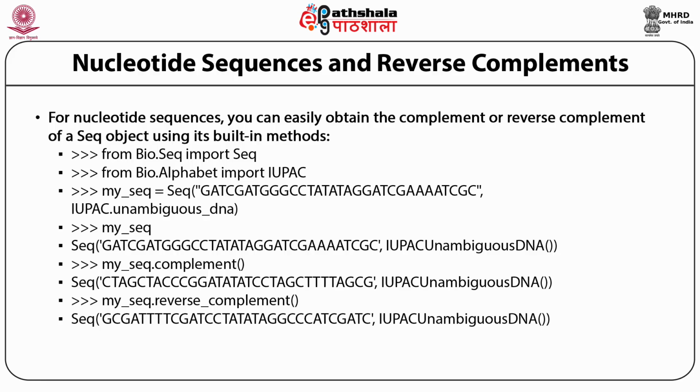we have the complement of the given sequence and the alphabet information is retained. Similarly, if I want the reverse complement, I just have to say my_seq, which is the name I have given for my sequence object. So, my_seq.reverse_complement() with an empty bracket. We get the reverse complement as a sequence object and alphabet information is once again retained here.